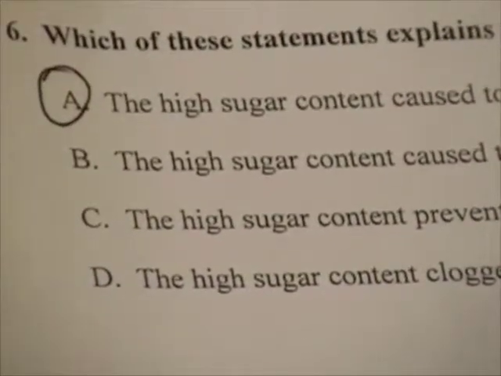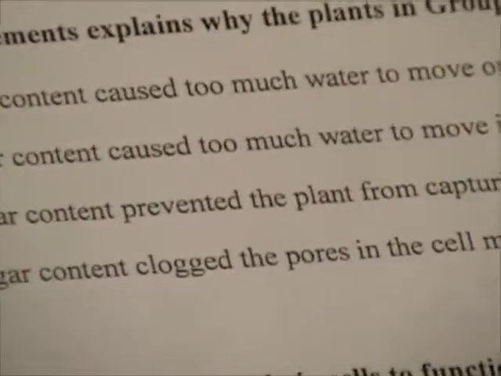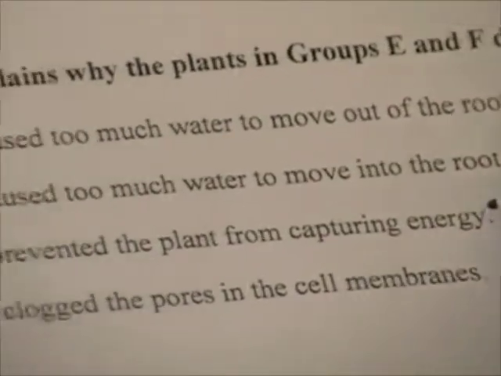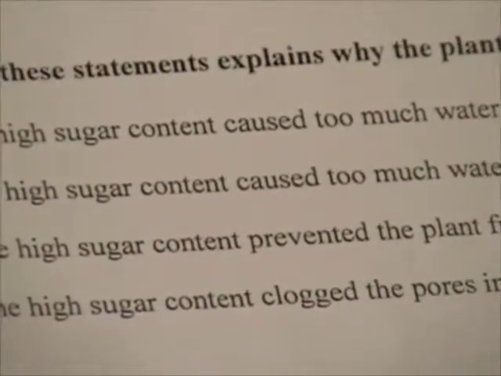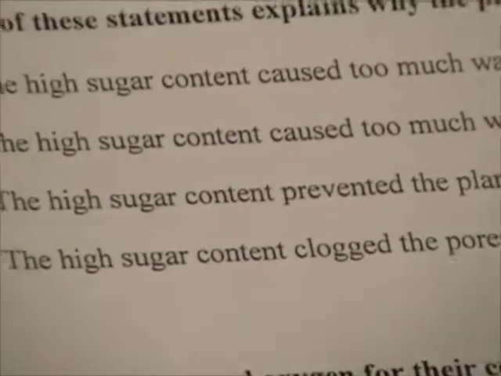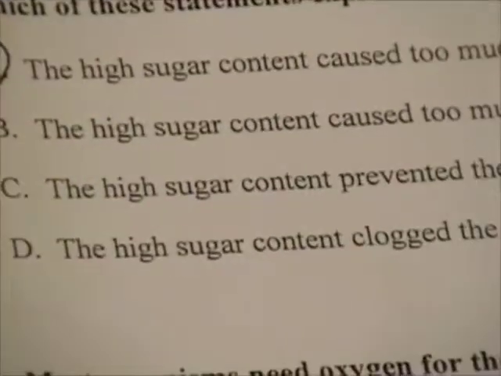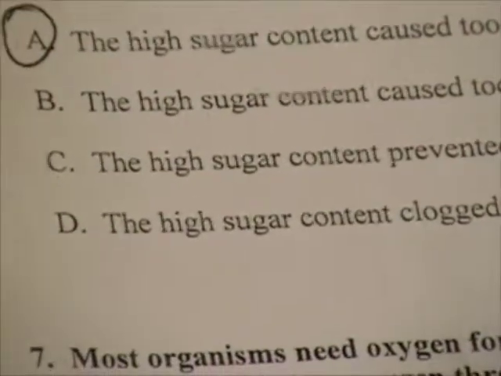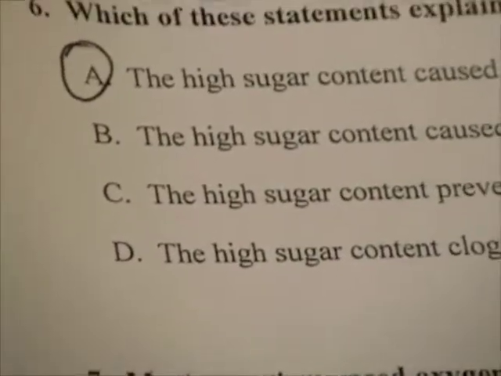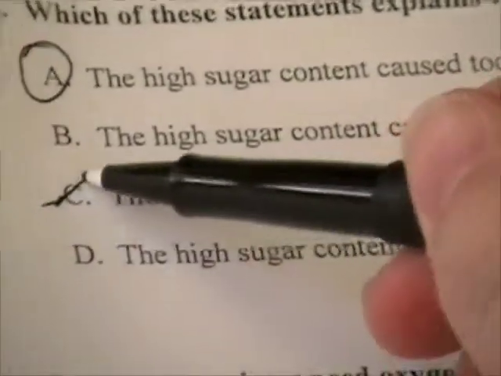The high sugar content prevented the plants from capturing energy. Plants capture energy with their chloroplasts, which are in their leaves. So I really don't think that this had anything to do with why the plants died, because this answer talks about capturing energy. So we're going to scratch this one.